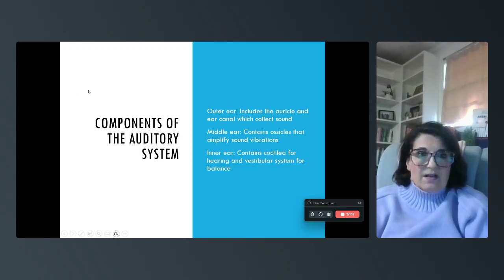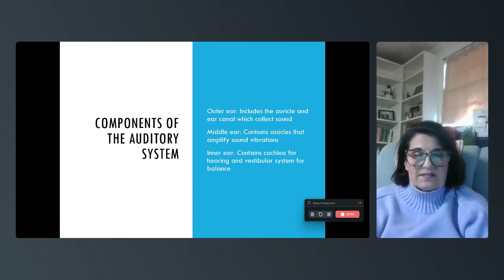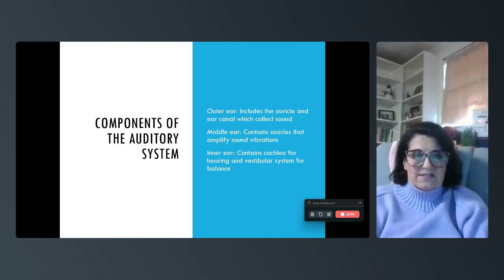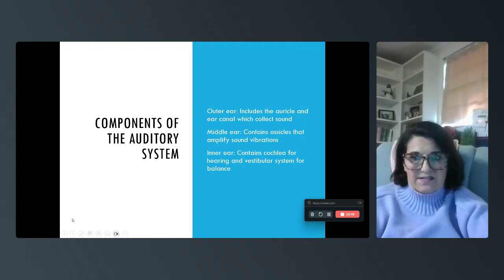The outer ear is the auricle and the ear canal, so that's where the sound collects. The middle ear contains ossicles. That's what amplifies your sound vibration. And then the inner ear contains the cochlea for hearing, and then the vestibular system for balance. So the inner ear is basically where it does the balance part of the auditory system.